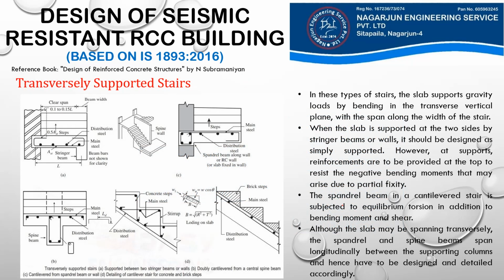First, let's look at some transversely supported stairs. On the left hand side, you can see different diagrams of transversely supported stairs. For example, in number A, our stair flight is supported between a beam on one side and a wall on the other side. In example B, you see this central beam, which is also known as a spine beam, and the steps originate from this spine beam and reach to both sides, left and right. So our spine beam is at the center and we have steps on both sides of it.